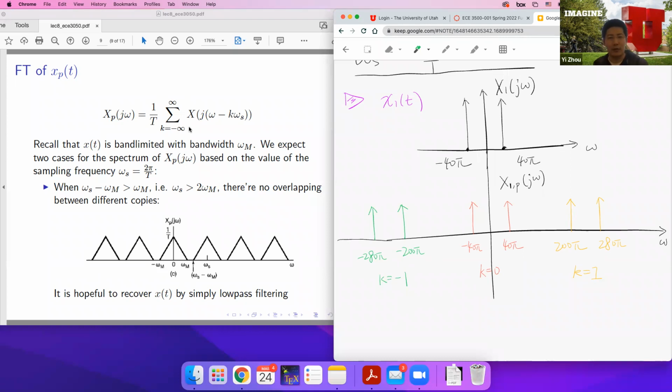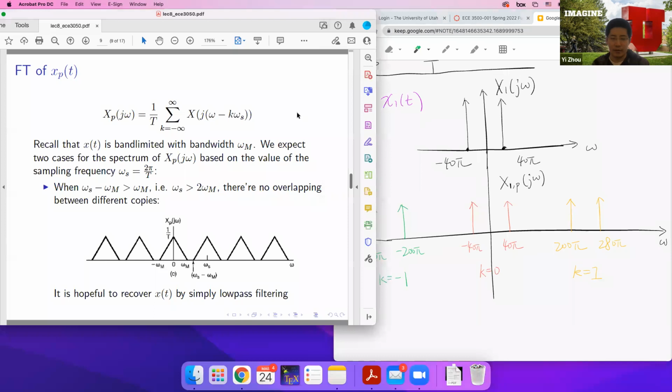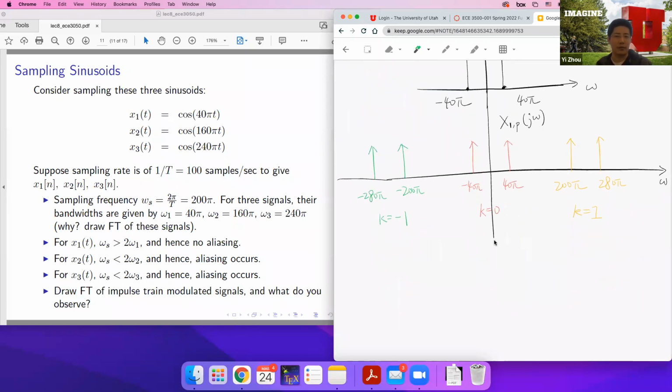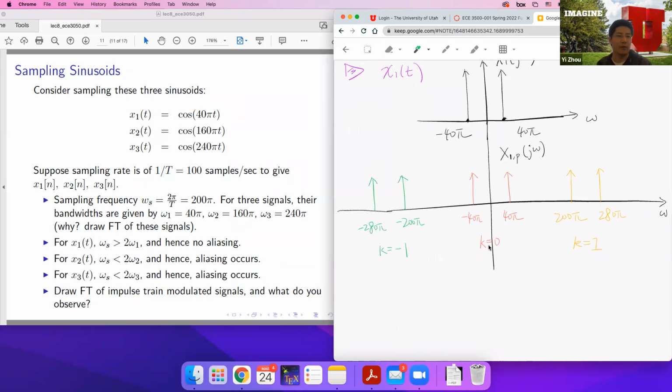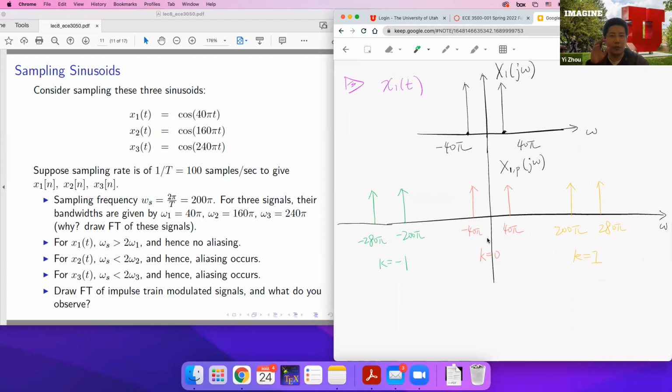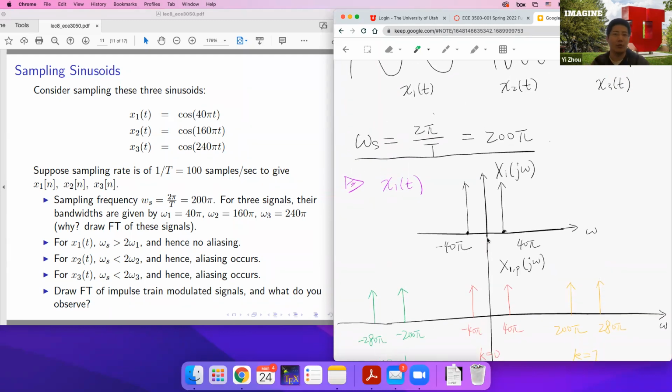And you can already tell that there's no overlap between these copies, right? This is the first one, the second one. They are not overlapping with each other. So in this case, you conclude that there's no aliasing, and you can perfectly recover the original signal. Which means that if you sample this x1(t) at 200 pi angular frequency, it is sufficient. This sampling frequency is sufficient to recover the original signal.